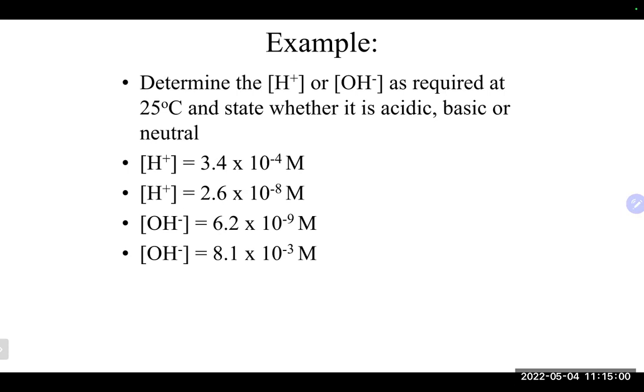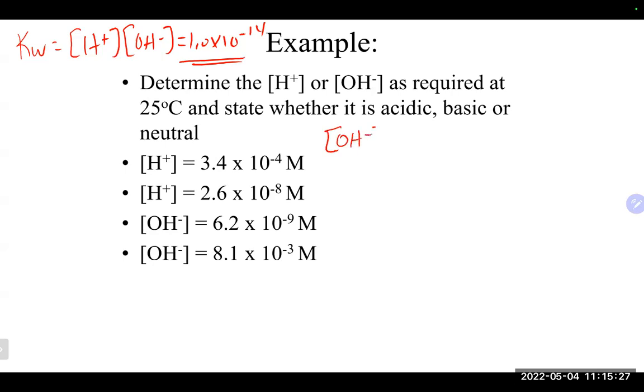So in this situation, you do want to use KW, which by the way, you always have available to you. It is the H plus times the OH minus equals 1 times 10 to the minus 14. And again, for our purposes and most purposes, it always is that number. So really, we're just going to do the same calculation regardless of which one is given to us. In this case, for the first one, we are going to look for the OH minus concentration, which would be 1 times 10 to the minus 14 divided by the H plus, which would be 3.4 times 10 to the minus 4.